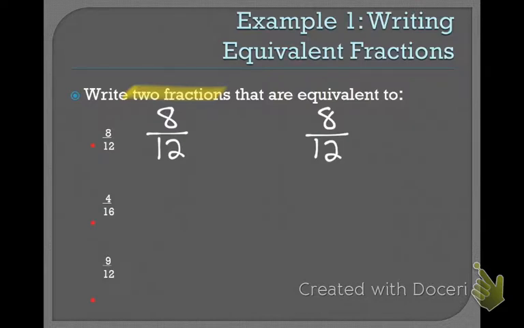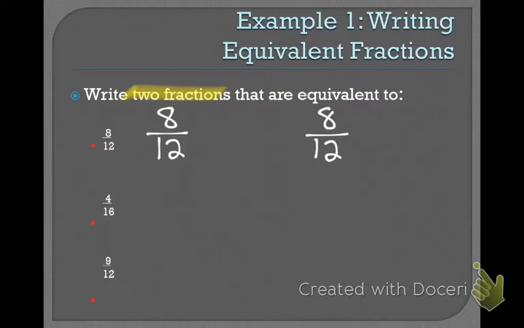All right, well, in order to write an equivalent fraction, you must either divide top and bottom by the same number or multiply top and bottom by the same number. You could divide both, multiply both, any combination of the two, as long as you're multiplying or dividing top and bottom by the same number.